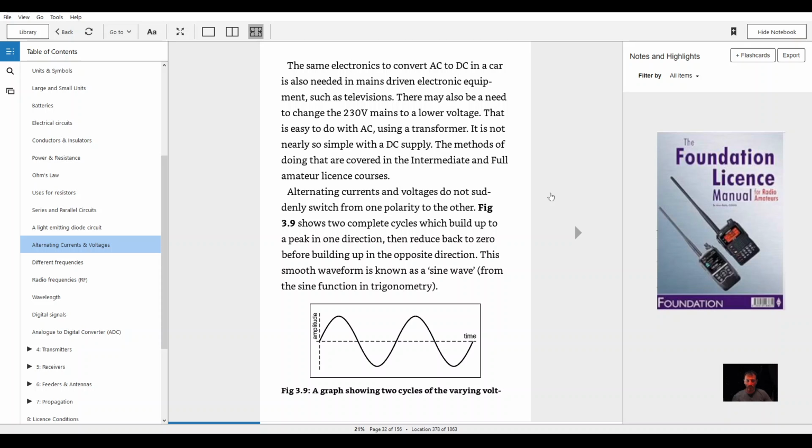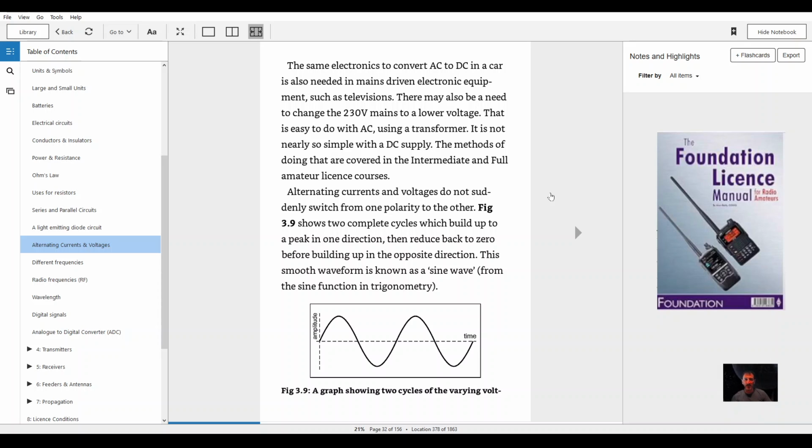That is easy to do with AC using a transformer. It is not nearly so simple with a DC supply. The methods of doing that are covered in the intermediate and full amateur license courses.